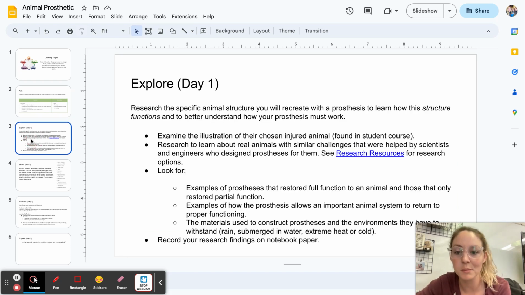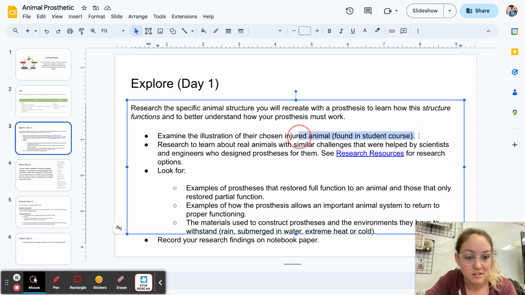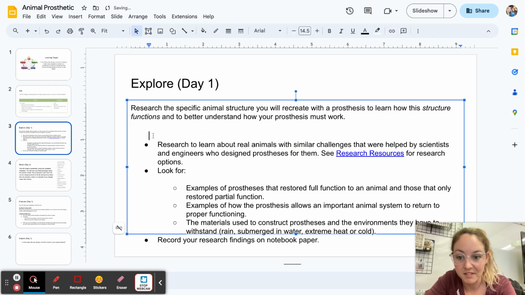So this is what you're going to be working on today. I am going to be giving you the QR code so that you can access this slide with all of the directions, but you're going to research the specific animal structure you will recreate to learn how it functions so that you understand how your prosthetic must work. This actually doesn't apply, so I will go ahead and erase that part.